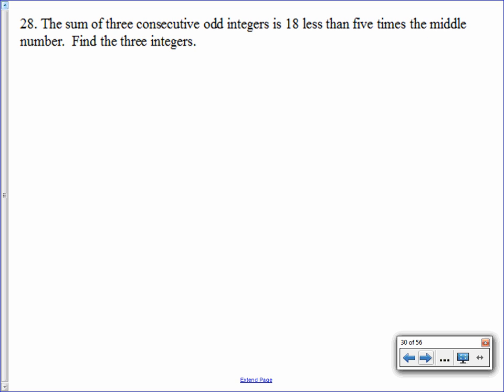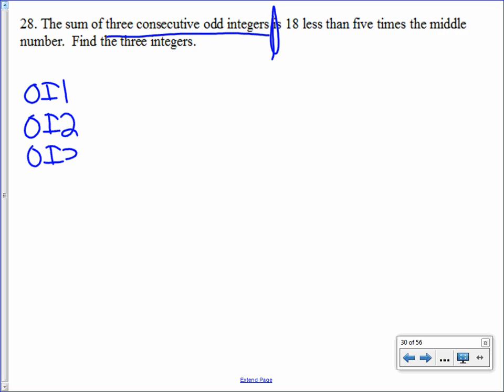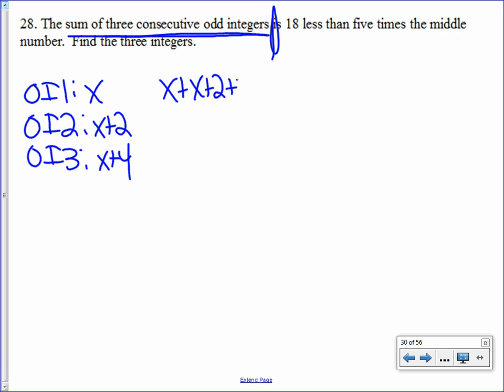The sum of three consecutive odd integers. As soon as I see three consecutive odd integers, I'm going to stop right there. I'm going to write odd integer 1, odd integer 2, odd integer 3: x, x plus 2, x plus 4. Now that I have those expressions, the sum of three consecutive odd integers, x plus x plus 2 plus x plus 4, equals 18 less than 5 times the middle number.